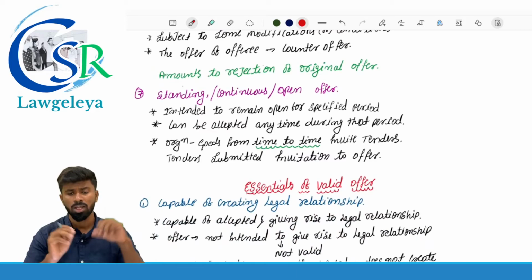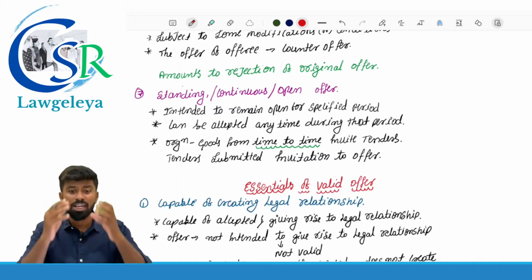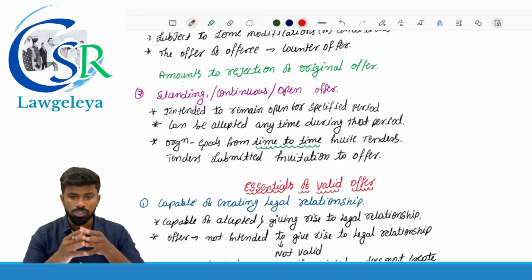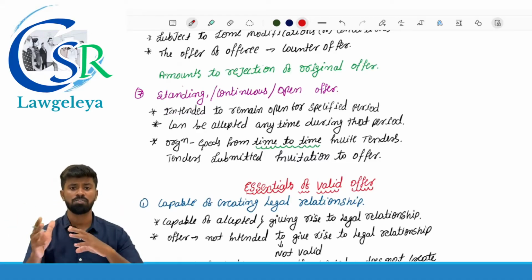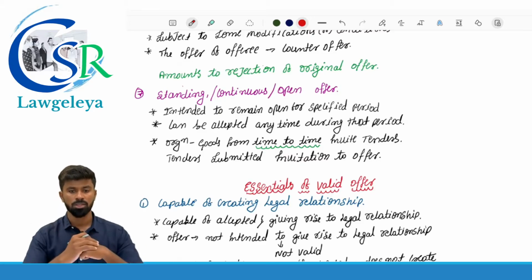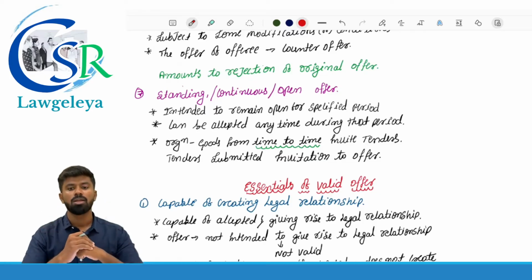Next one, standing, continuous or open offer. What is the keyword, sir? If the offer is intended to remain open for a specified period during which it can be accepted anytime, it is called as what offer? Standing, continuous or open offer. Repeat. Intended to remain open for a specific period, can be accepted anytime during that period, and this offer is called as what offer? Standing offer or a continuous offer or open offer.